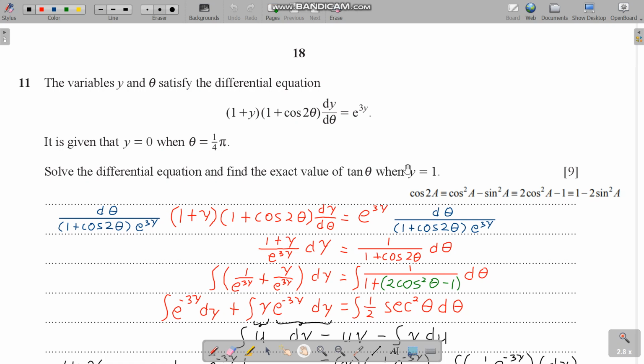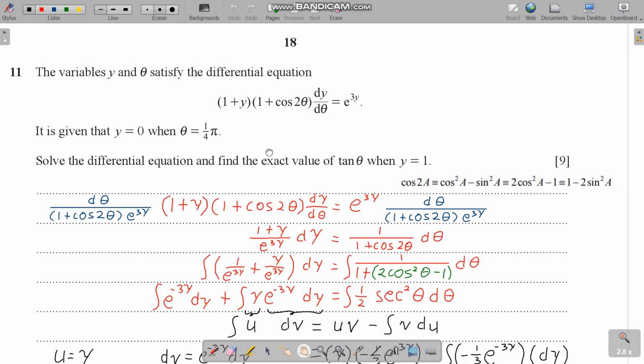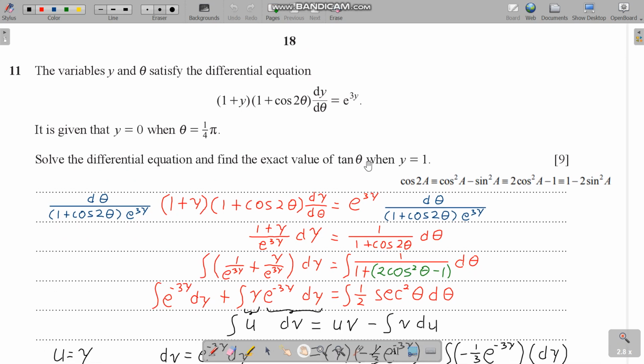About differential equations. The variables y and theta satisfy the differential equation (1 + y)(1 + cos 2 theta) dy/d theta = e to the 3y. When y is 0, theta is 1/4 pi. Find the exact tangent theta when y is 1.